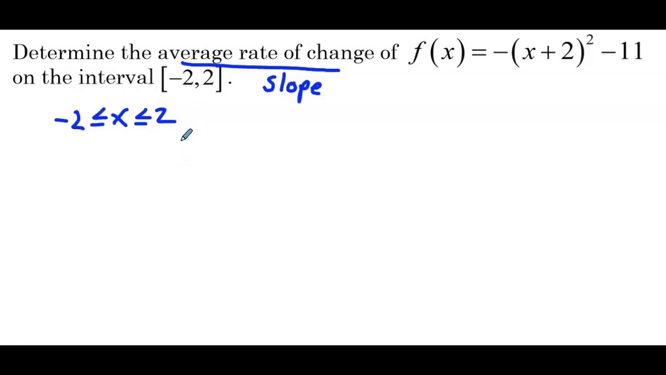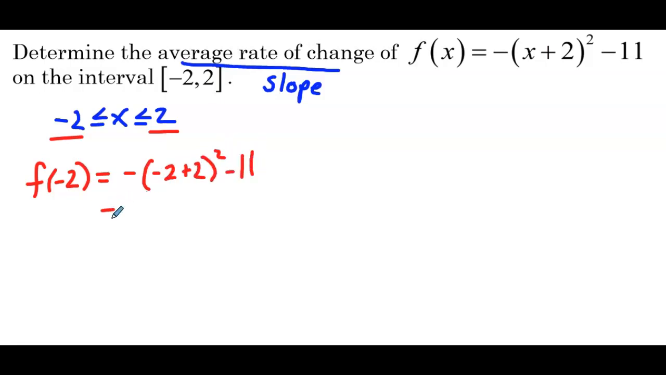Okay, so we need to find 2 points, one at x equals -2, one at x equals 2, and find the slope between those 2 points. In order to do that, we need y values. So I'll start by plugging in -2 to the function. So it's going to be -1 times -2 plus 2 squared minus 11. So that's going to be equal to -1 times 0 squared minus 11, which is equal to -11. Okay, so our first point is -2, -11.